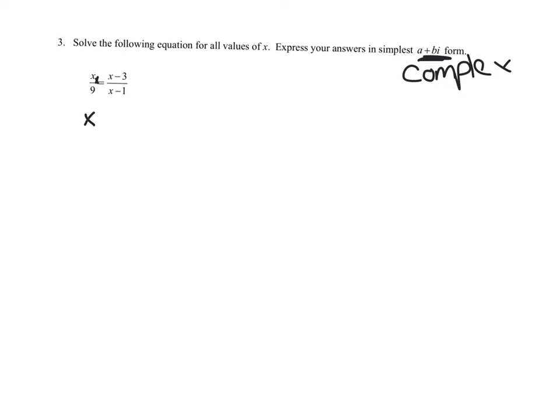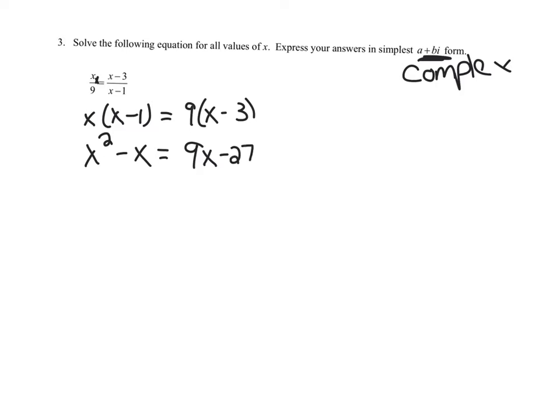So we have x times x minus 1 and 9 times x minus 3. So if we were to distribute both sides, we end up getting x squared minus x equals 9x minus 27. So it is a quadratic equation, so we're going to set this equal to 0, move everything over to one side. So if I subtract 9x on both sides, like so, we end up getting negative 10x, and I'm going to subtract, or add rather, 27 to both sides.